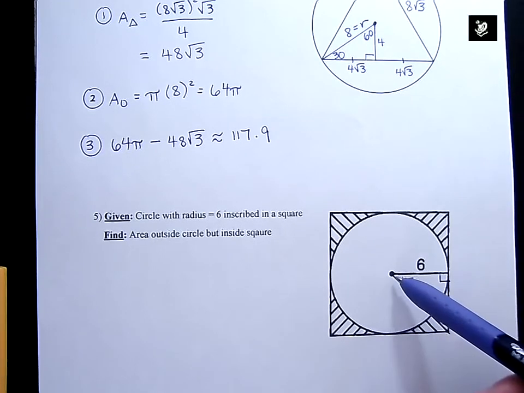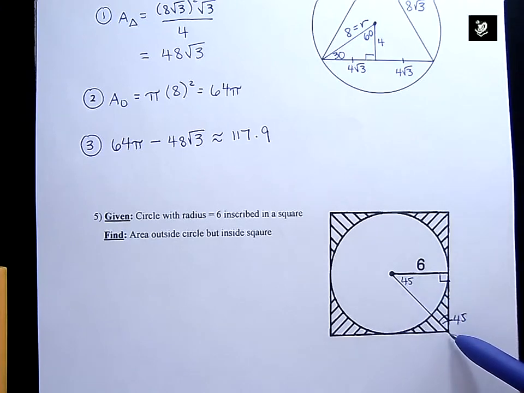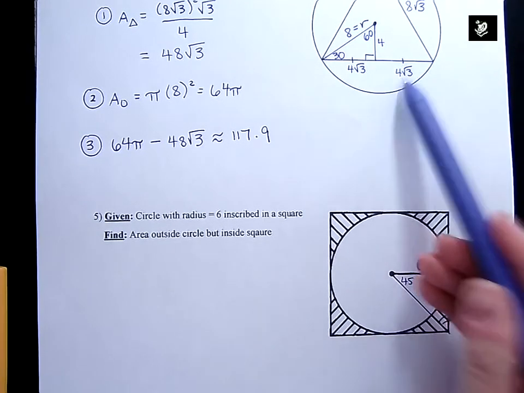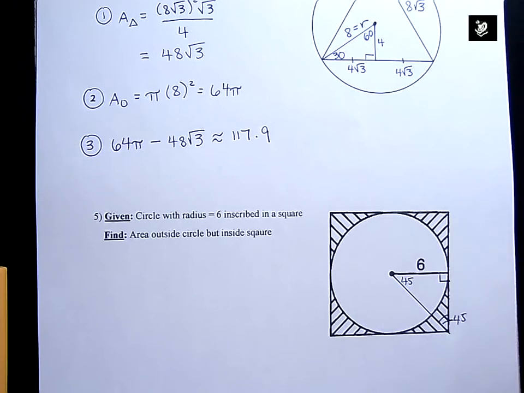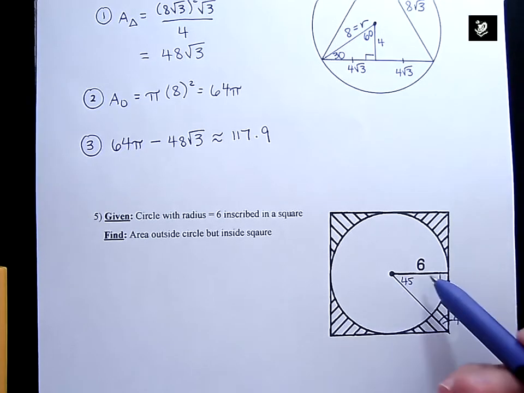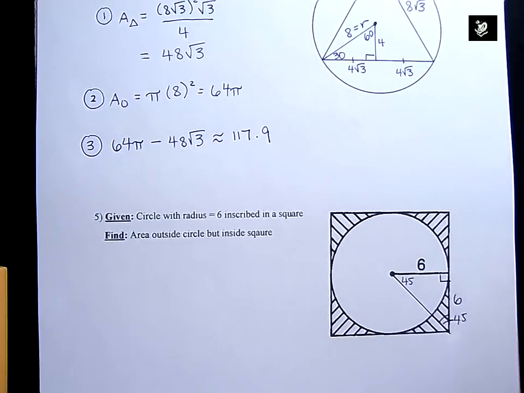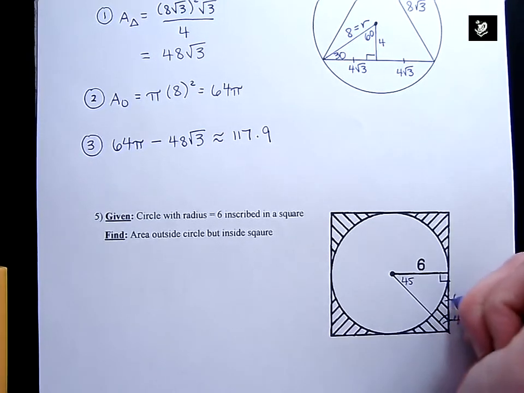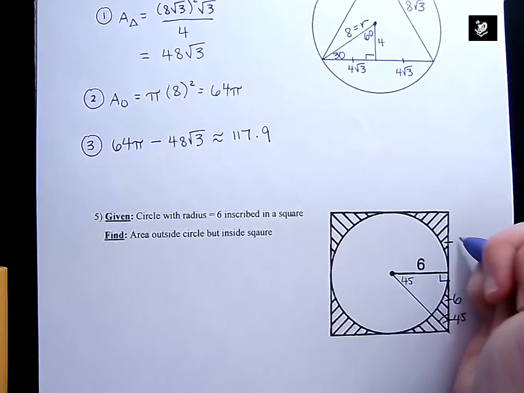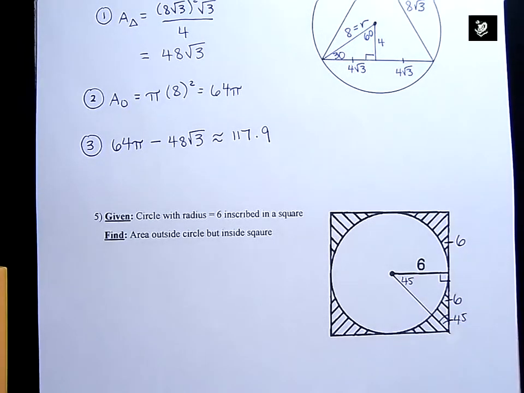And when you draw in this segment to the vertex of the square, you'll actually create a 45, 45, 90 triangle. So equilateral triangles are 30, 60, 90. Squares are 45, 45, 90. So if the apothem is 6, then this piece here is 6. And this is congruent here. So that's also going to be 6. So now I know that I have a side length of 12 for the square.